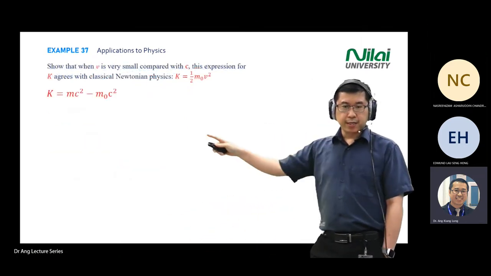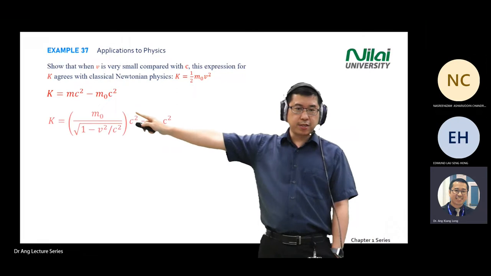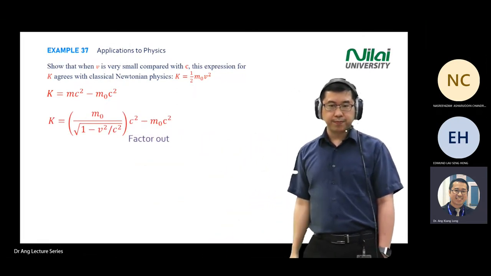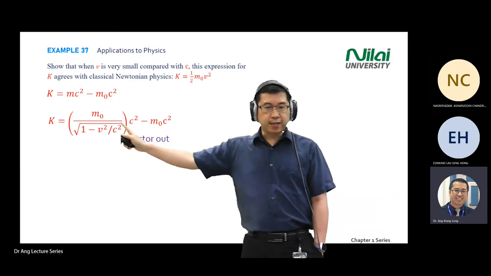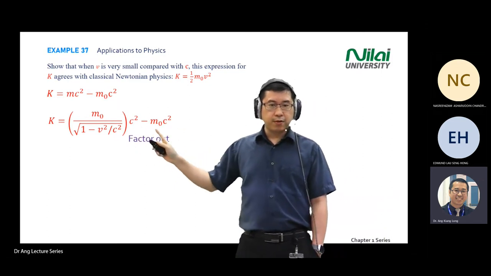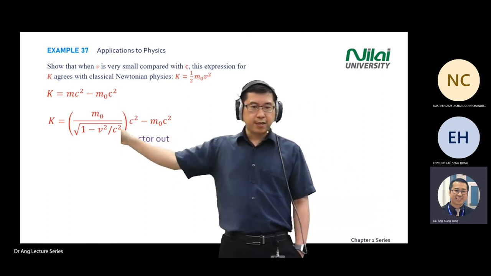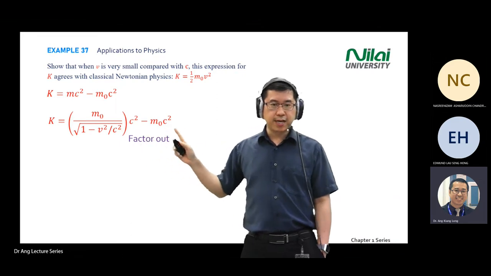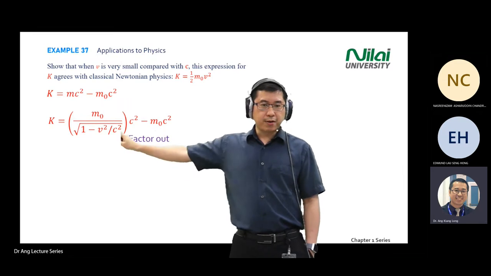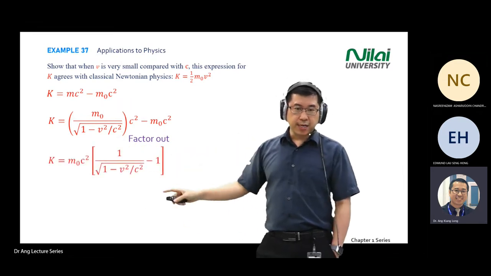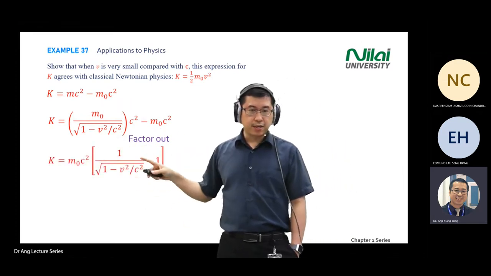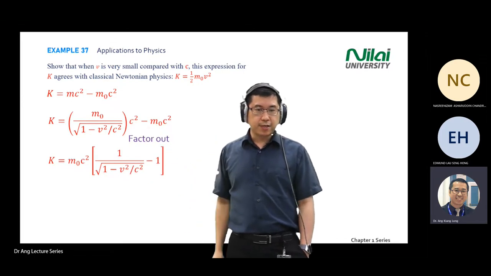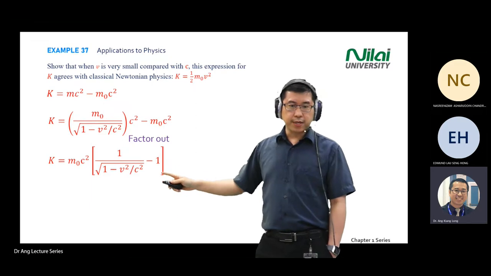So basically, this is the second equation. You substitute with the first equation, you get this one. You factor this equation out. What is the same factor? m0 c squared. You factor m0 c squared, put it outside far left, and you get this one. This one you factor, this one you factor, you get this one, minus one.